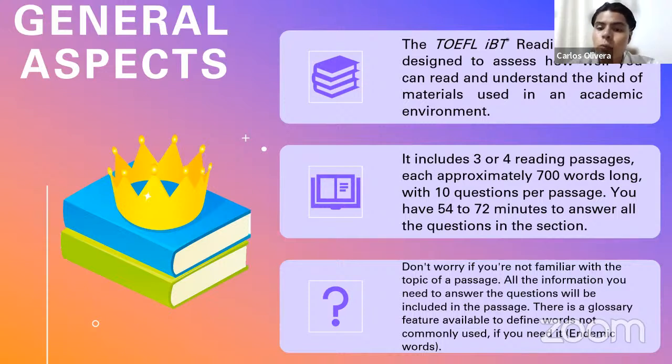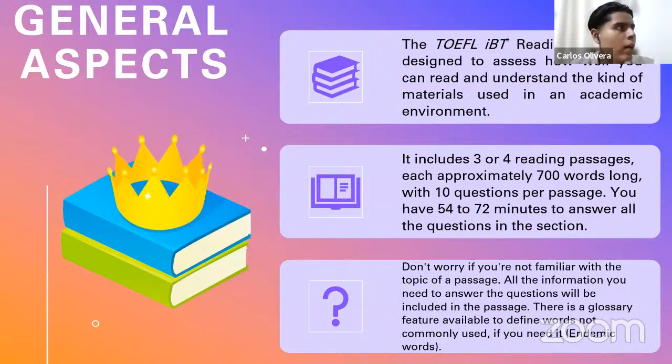Like if you receive the normal version of the reading section, you will read just 3 passages, respond to 30 questions, and you're going to have 54 minutes to do this. But in the case you receive the experimental version, you're going to get 4 reading passages, 40 questions, and 72 minutes to respond, okay?